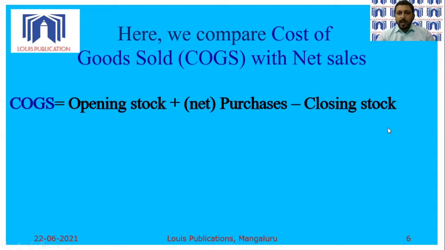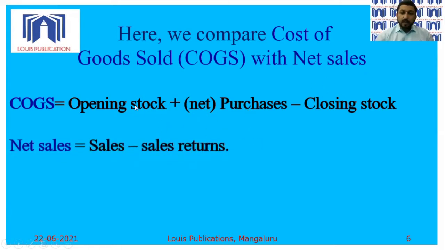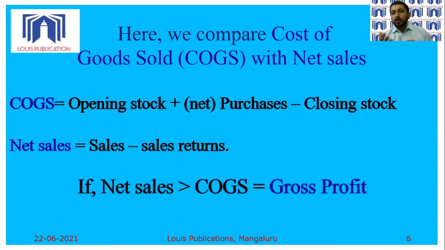Then the next item that we have is net sales. So net sales is nothing but sales minus sales returns. Now, when we are drawing a comparison between these two items, we may find net sales greater than cost of goods sold. Sales is greater than cost. Revenue is greater than cost. So since revenue is greater than cost, it is called profit. And in trading account, that profit is called gross profit.